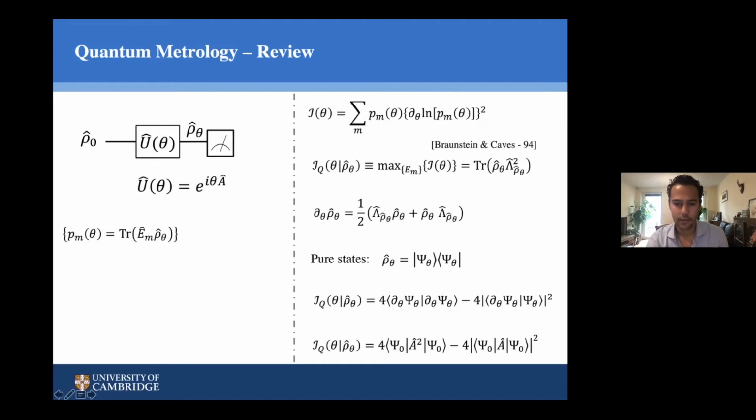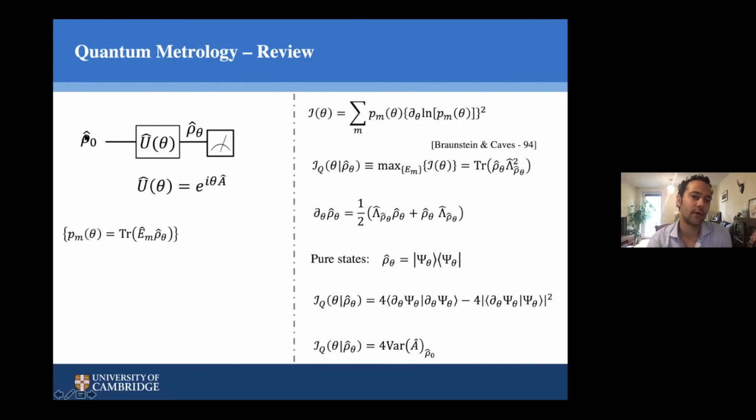And now, again, the alert member of the audience will recognize what this is. This is just 4 times the variance of the generator of the unitary with respect to the input state. So Braunstein and Caves showed that if you're optimizing the final measurement, the amount of Fisher information you get out, which they call the quantum Fisher information, is equal to 4 times the variance of A with respect to rho naught.